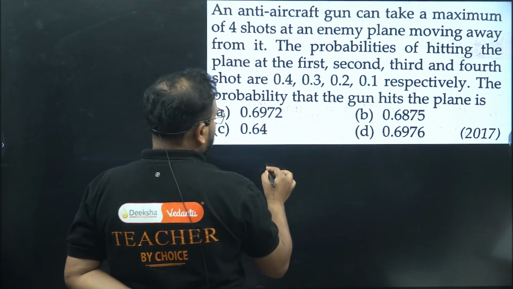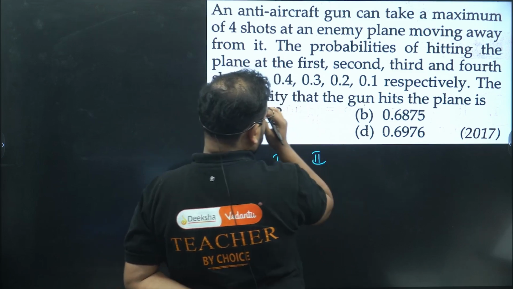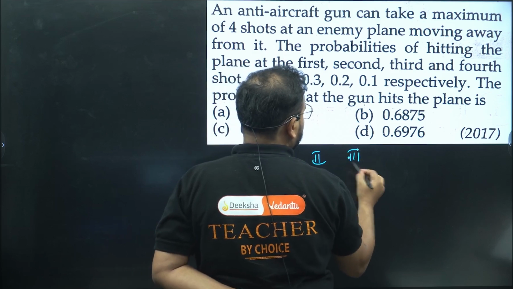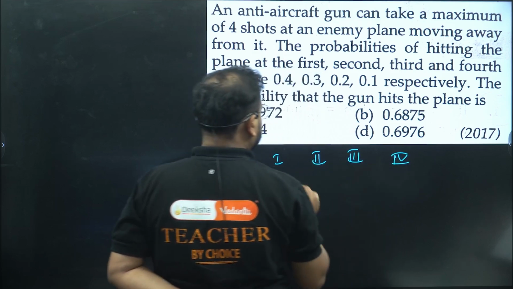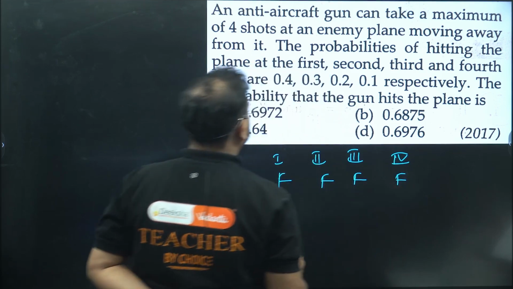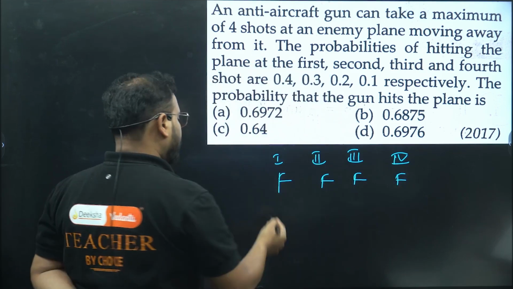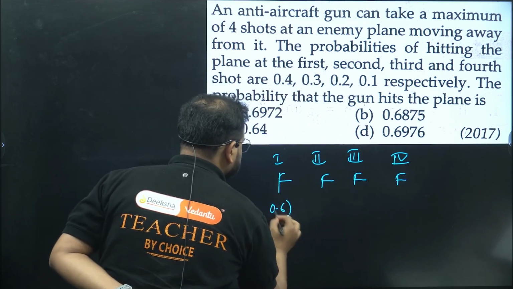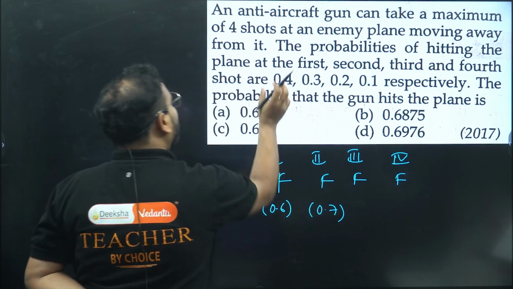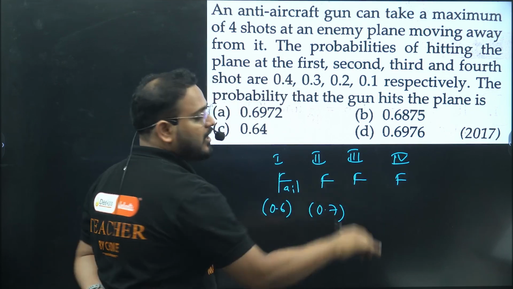So let's say we have shot 1, shot 2, shot 3, and shot 4. I'm saying that all 4 are failing. So first is 0.4, which is for actually hitting it. So for failing to hit, it will become 0.6. And this will become 0.7. Please check, 0.4 is for hitting. I'm saying not hitting, fail. F represents fail. All are fail, fail, fail.